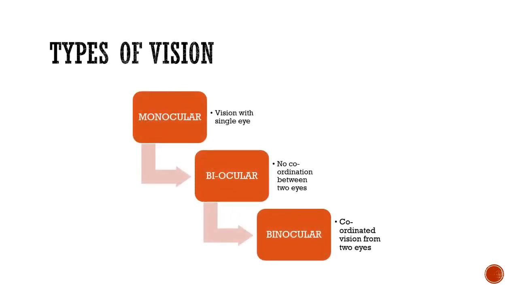Monocular, biocular, and binocular. Monocular is when you view an object with only a single eye. Biocular is when both eyes have a different image but are unable to coordinate those images into a single one. Binocular is when both eyes see a different image, and it's clubbing together and coordinating the images and giving one single image. That's called binocular.